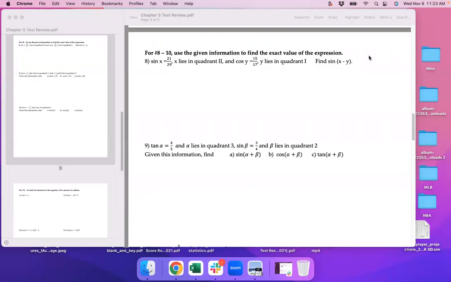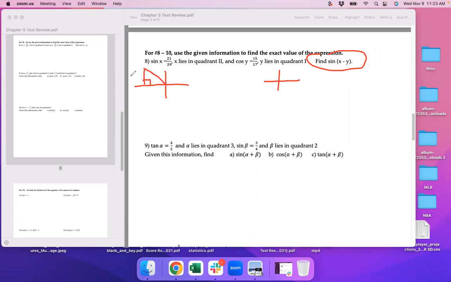Here we're discussing the solutions for numbers 8, 9, and 10. And definitely we have to use the sum or difference formulas for these problems. So here you're told that angle X lies in quadrant 2 and angle Y lies in quadrant 1. So we're going to draw two separate coordinate planes and draw the proper triangles.